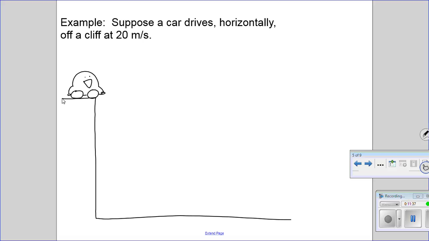All right, so our car is driving horizontally at 20 meters a second. Now, because the car is driving horizontally, I can label this 20 meters a second as my Vx, right? That's the horizontal velocity. So write that, draw that, and then we will discuss.